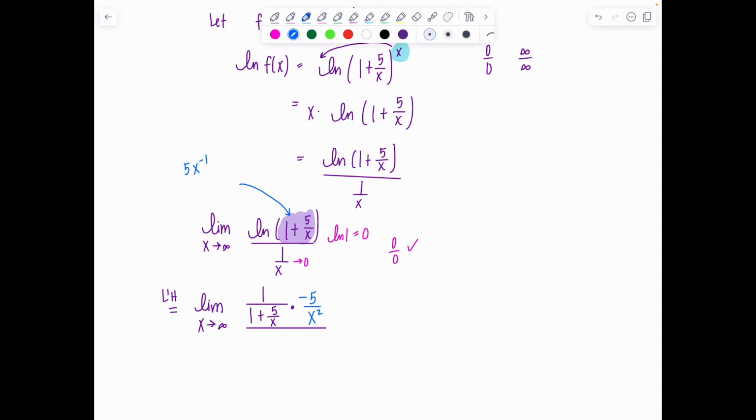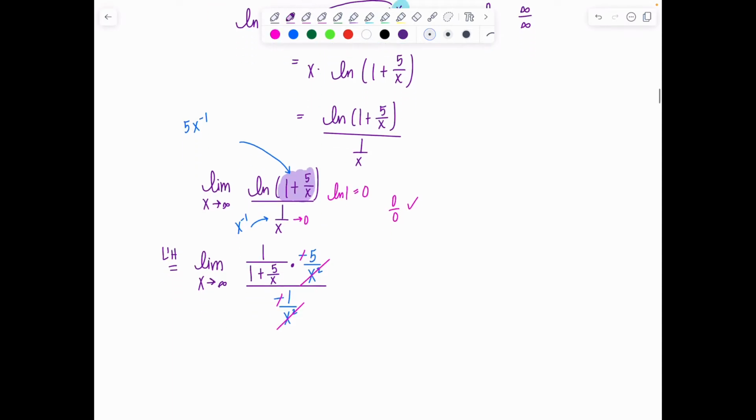Derivative of the bottom, 1 over x is x to the negative first. So its derivative would be negative 1 x to the negative second, or negative 1 over x squared. Beautiful, beautiful. Now let's clean up. Let's see where we're at. Oh, this is exciting because notice these two negatives will cancel. I'm also dividing by x squared in the top and dividing by x squared in the bottom, so that cancels out.